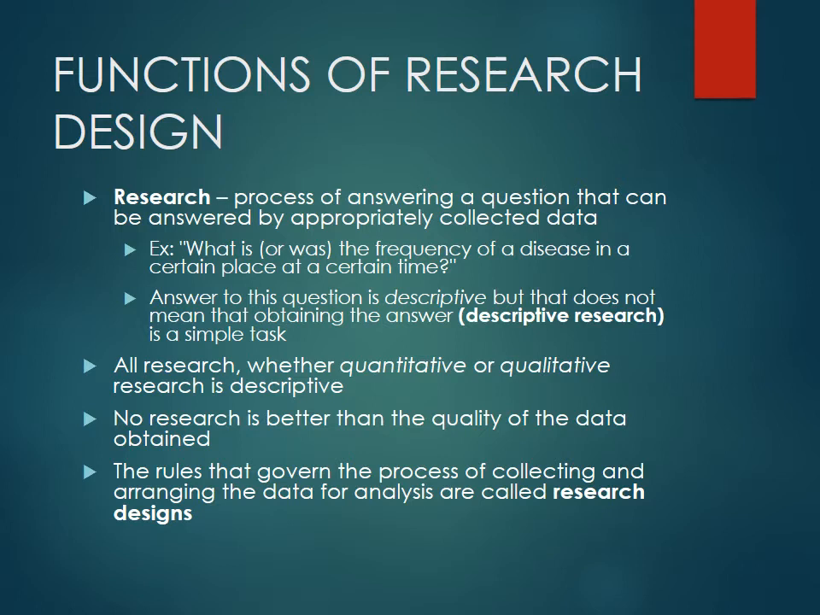But we do know that the research that we collect is really no better than the quality of data obtained. And so again, we'll talk about how things like randomized controlled trials are always the gold standard for collecting data. We realize that's not always going to be possible, but research can be severely limited by the quality of data that we have. And so the rules that govern the process for collecting and arranging the data for analysis are going to be that research design that we're looking at.